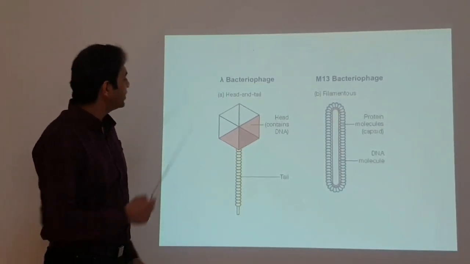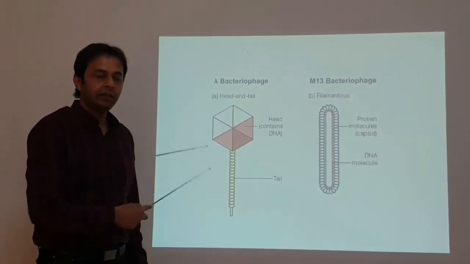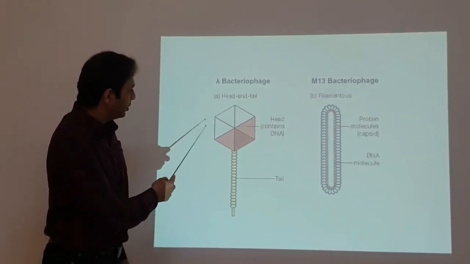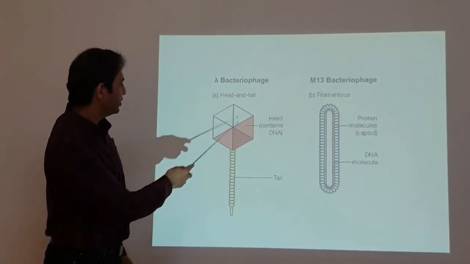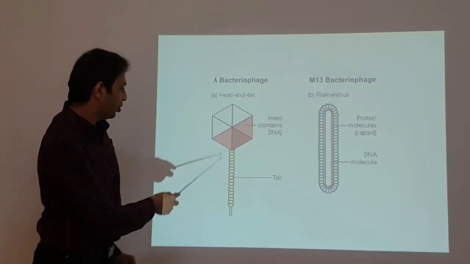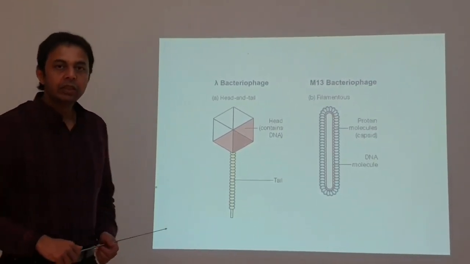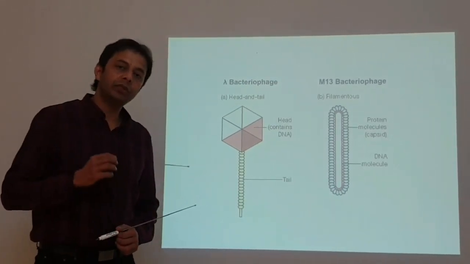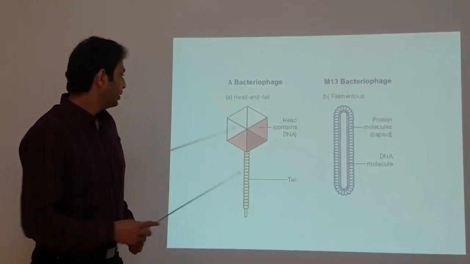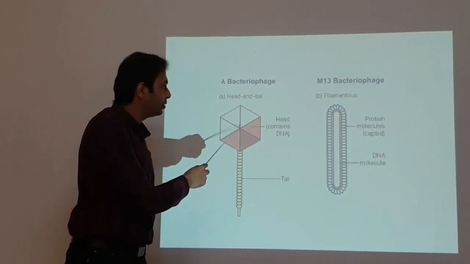Here you can see the structure. The Lambda phage has a head which is icosahedral, and it has a tail. All this is made up of protein, and inside this head there is a filamentous, or you can say linear, DNA. Linear DNA is packaged inside this head.